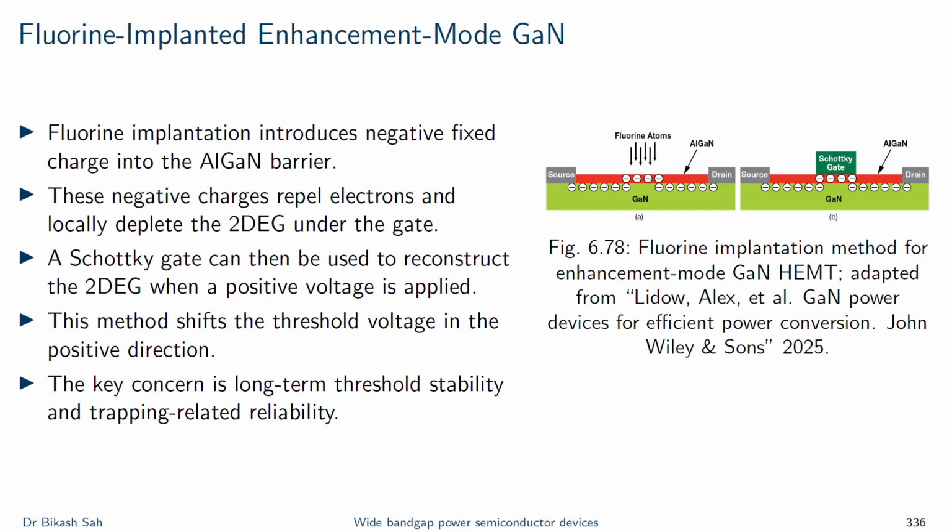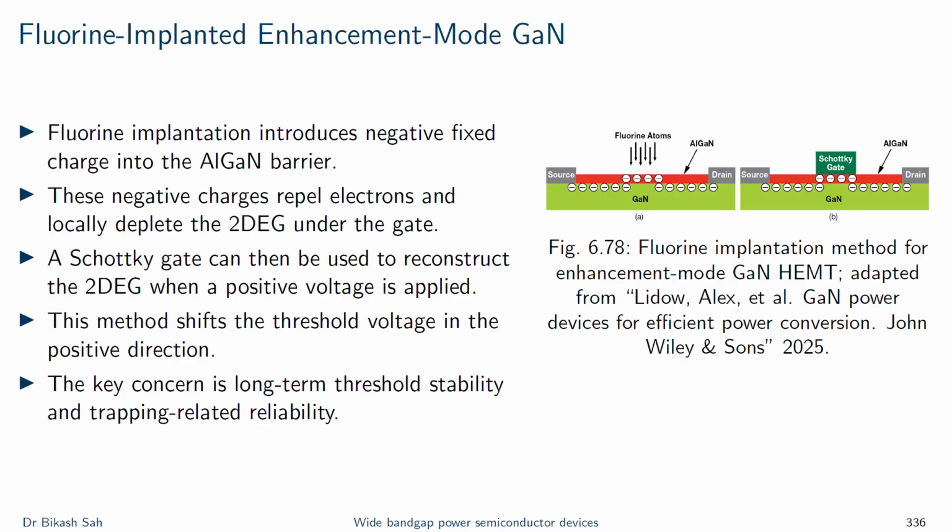When the positive gate voltage is applied, the electric field from the gate can reconstruct the channel, and this is what the figure also shows. So conceptually, I would say fluorine implantation is attractive because it shifts the threshold voltage without necessarily removing the barrier by etching, as we were doing in the recessed GaN. However, the reliability is another question, right? So reliability again is a question.